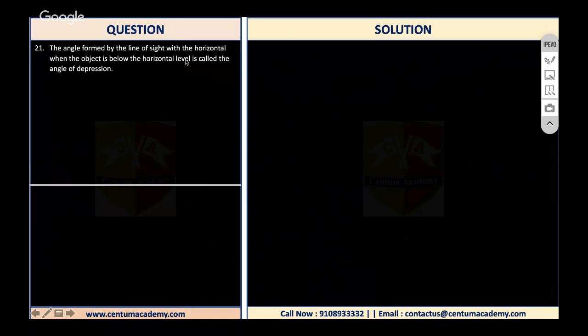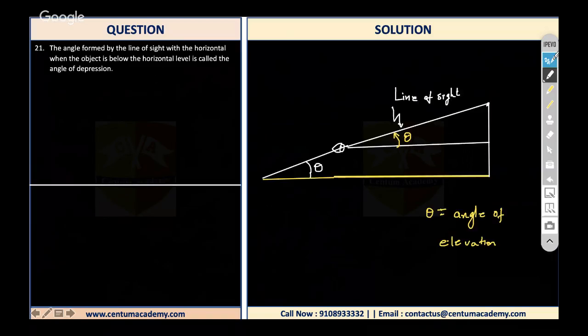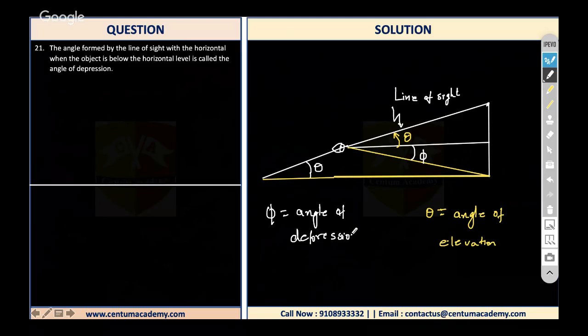Now, the angle formed by the line of sight with the horizontal when the object is below the horizontal level is called the angle of depression. Let's say the person is looking at the bottom or the foot of the tree or whatever it is. Then this angle phi is called the angle of depression. Depression is always below the horizontal level. Elevation is always above the horizontal level.